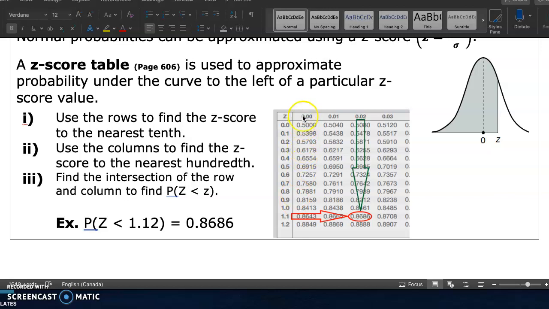If we look at the columns, this adds precision to the nearest hundredth, or the second decimal place: tenths, hundredths. So to make 1.12, we take 1.1 plus 0.02. And the intersection of the row and column will give you the area to the left of that point. Okay, so we can say that the probability of z being less than 1.12 is 0.8686. So the z-score represents the particular value in reference to its mean and how many standard deviations it is away. This number represents the area underneath the curve to the left of that point.